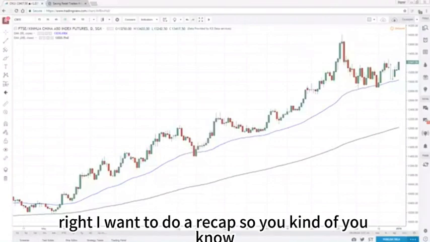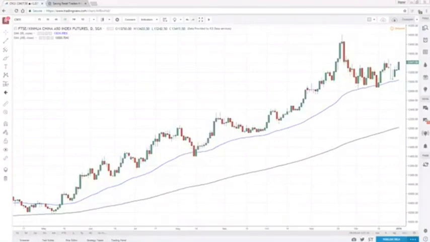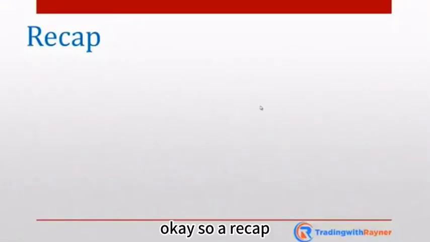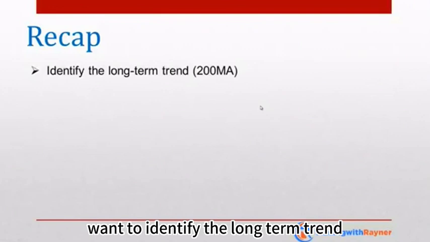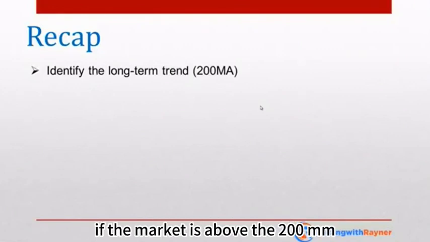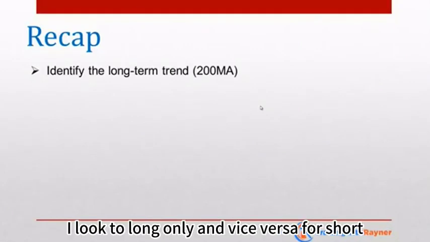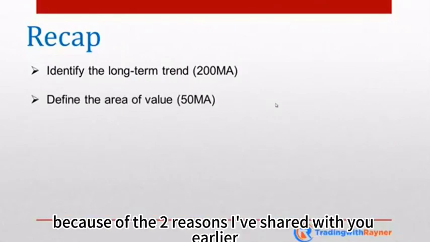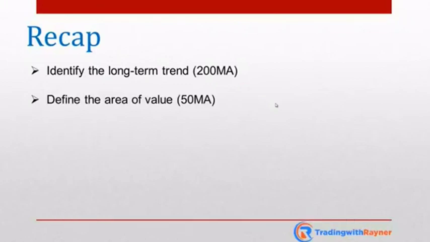So with that said, I want to do a recap so you can encapsulate what you have learned so far. First and foremost, I want to identify the long-term trend. If the market is above the 200 MA, I look to long only, and vice versa for short. To define the area of value, I use the 50 period moving average because of the two reasons I've shared with you earlier.